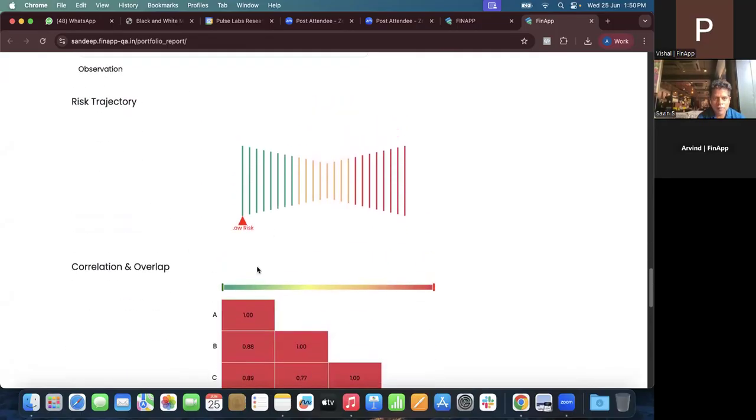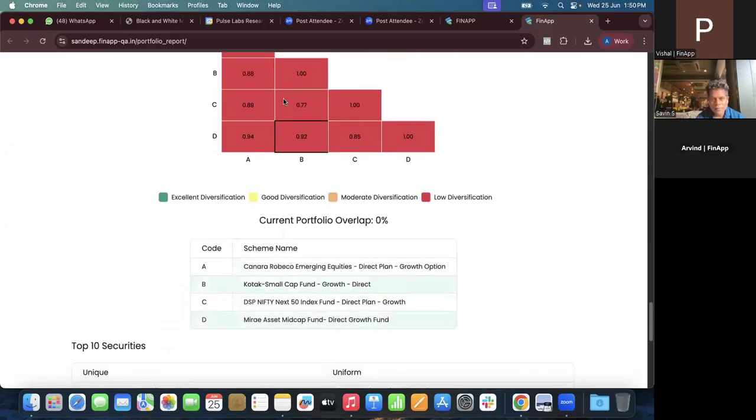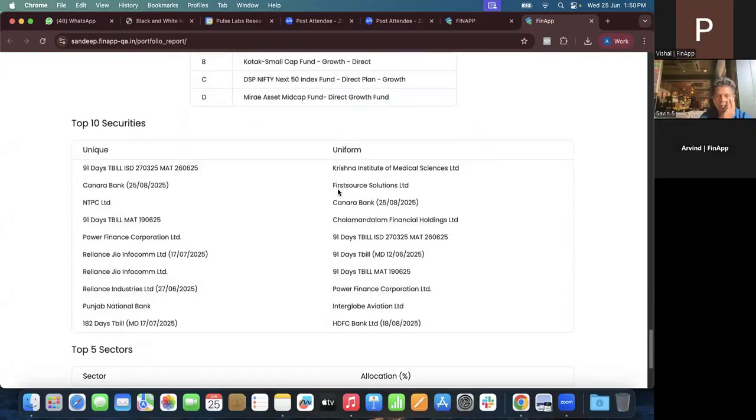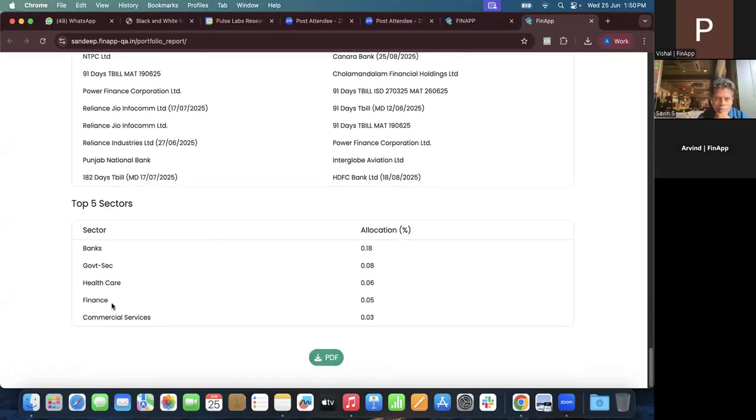It also gives you how the funds are overlapping each other, the top 10 securities in the entire portfolio, and the sector-wise top 5 sectors in your portfolio.